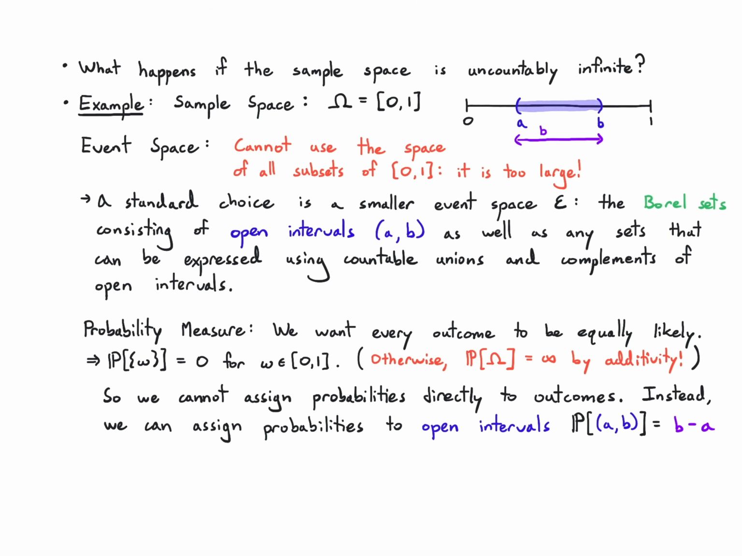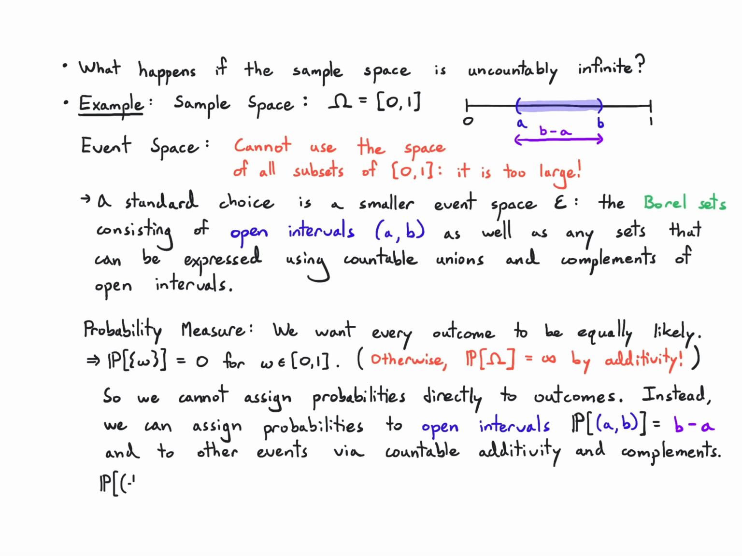Okay, so I've just drawn this up here. Probability of A to B is just B minus A, the length of the interval. And for any other event that I encounter, the way I would deal with it is just use the countable additivity property and the complement property to work out the probability. So let's just do an example.